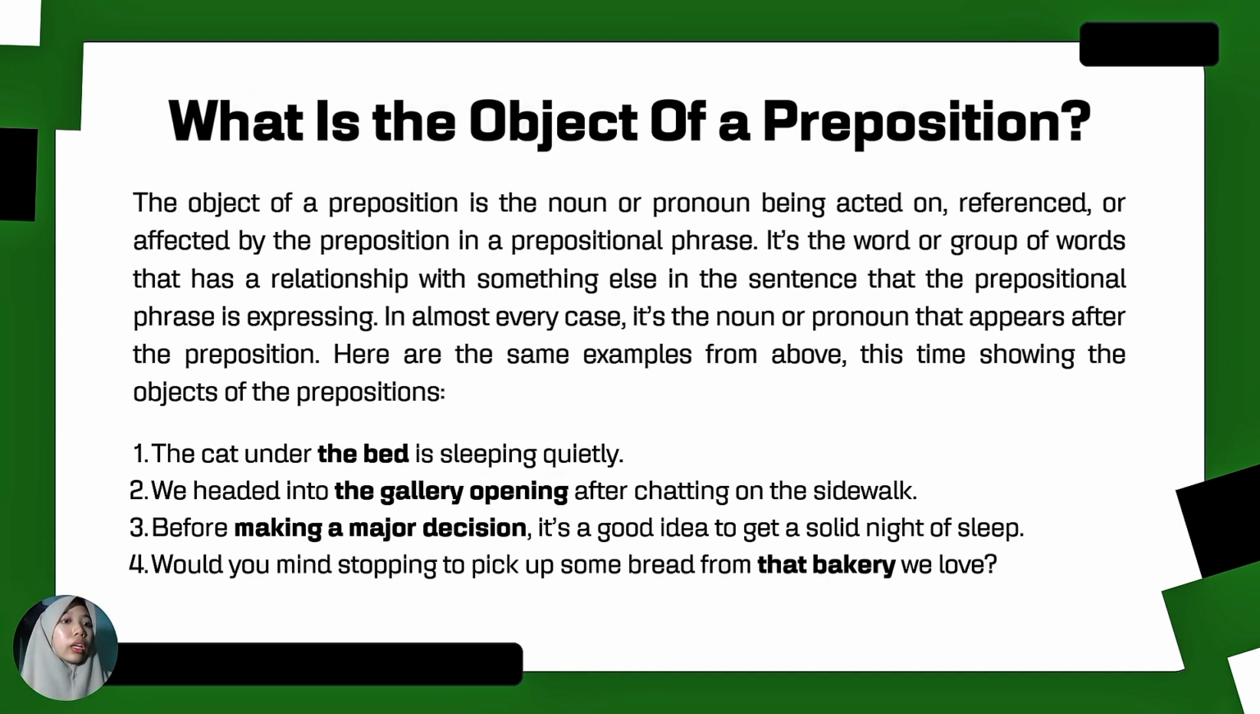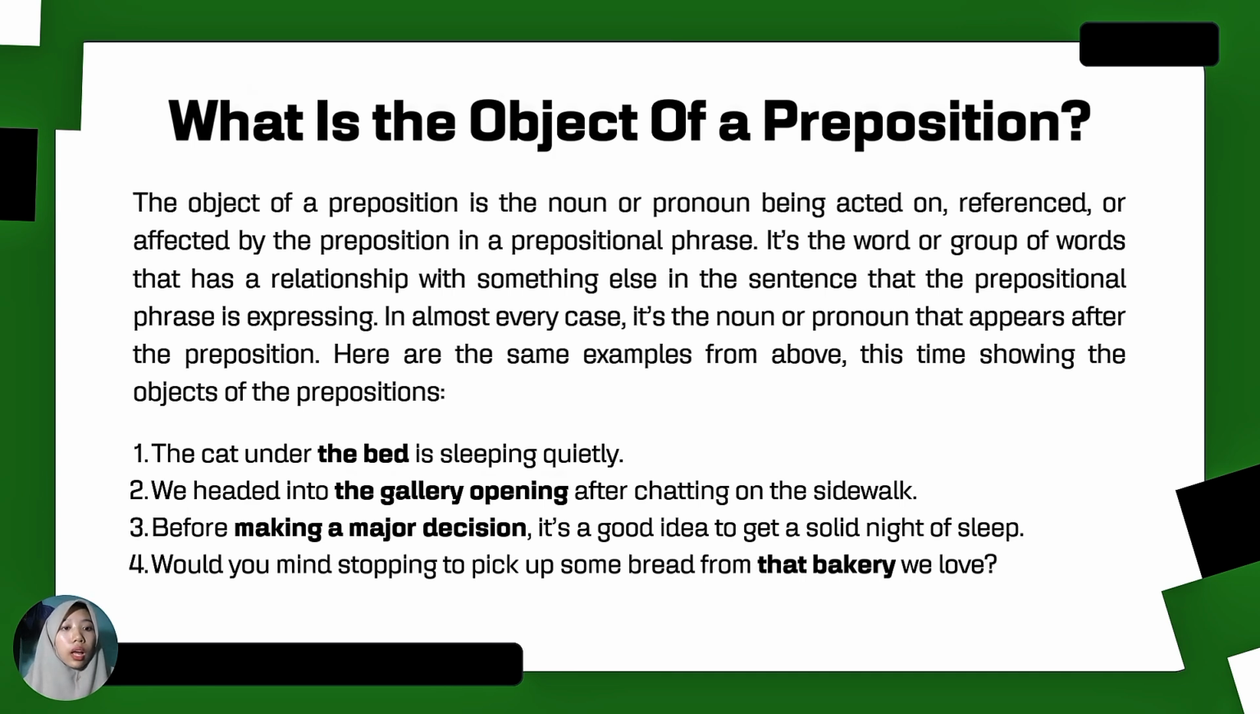Okay, next we have to know what the object of a preposition is. The object of a preposition is the noun or pronoun being affected by the preposition. It is the word or group of words that has a relationship with something else in the sentence that the prepositional phrase is expressing. It is the noun or pronoun that appears after the preposition.